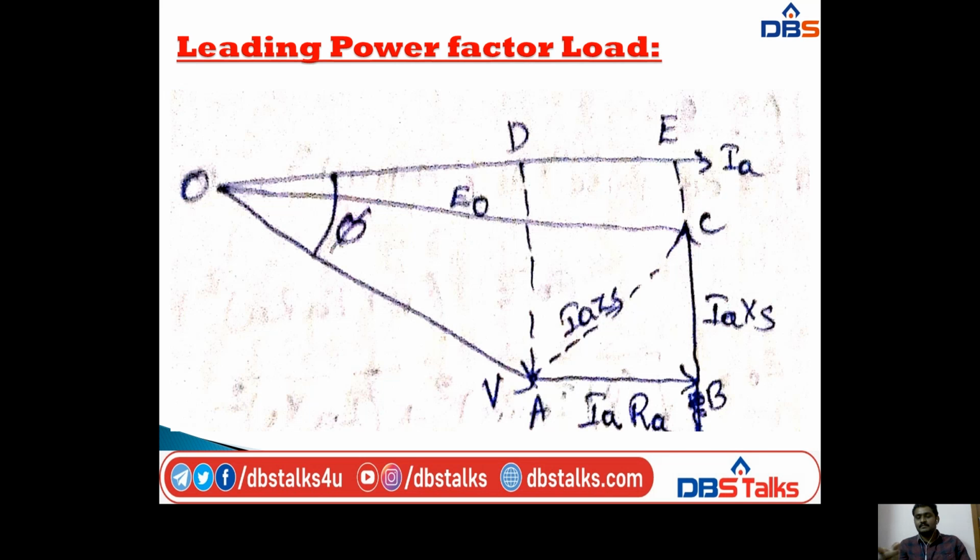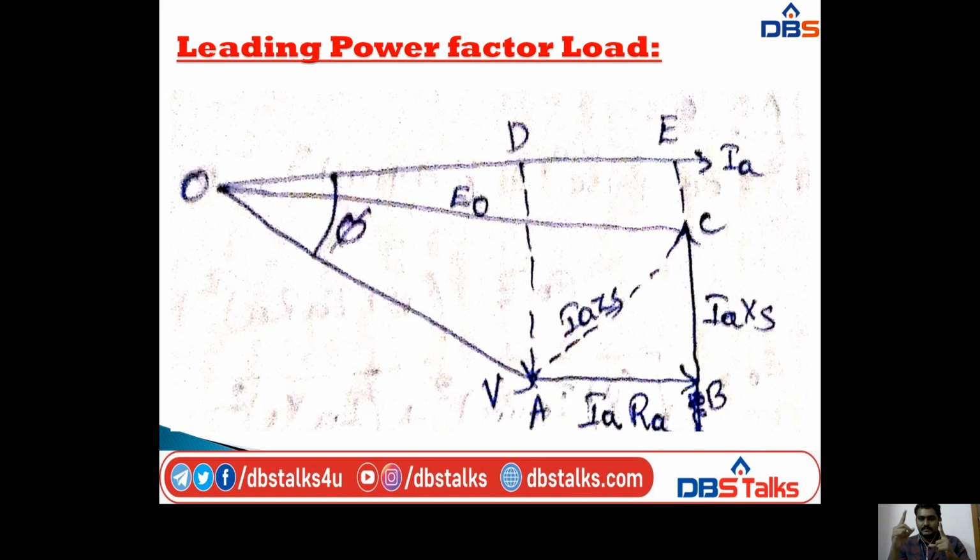I already said that the resistive drop IARA is always in the same direction as IA, that means I draw the IARA drop parallel to the IA line. That's why I am adding that IARA drop to the V phase line, indicated with the points AB. Then I am drawing perpendicular lines to the IA phasor line, indicated with the points D and E.